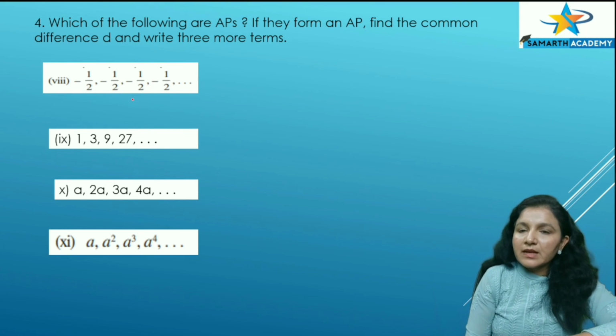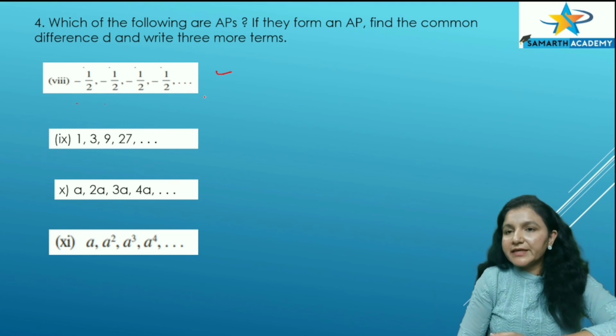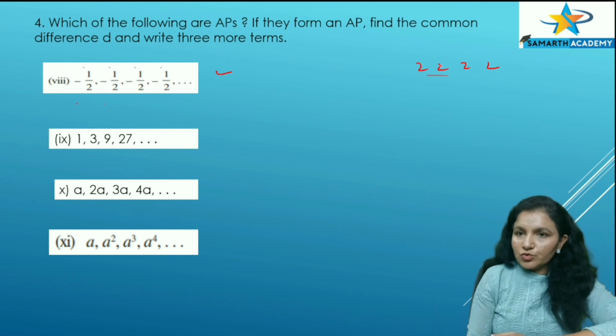Question 8th. So, I have the same term, minus half, every time. In the beginning itself, while explaining, I gave you an example of 2, 2 and said it is an AP with common difference 0. So, here also, this is an AP with common difference 0. And how do we get 3 more terms? We'll just write the same number 3 times.